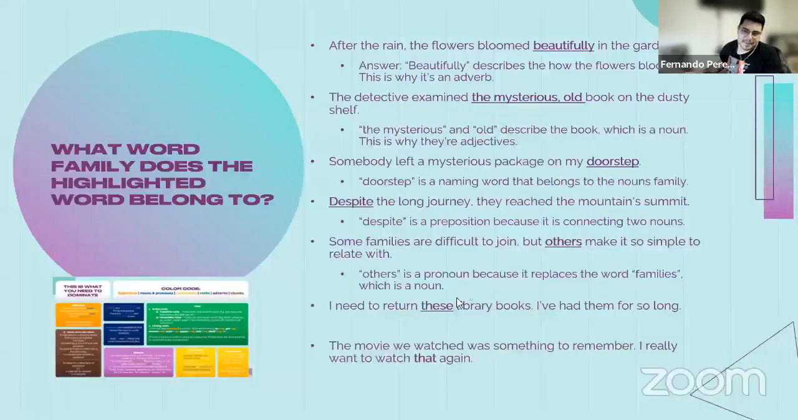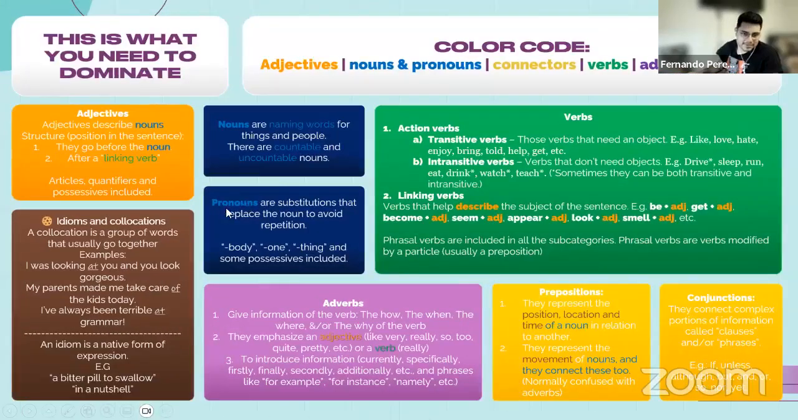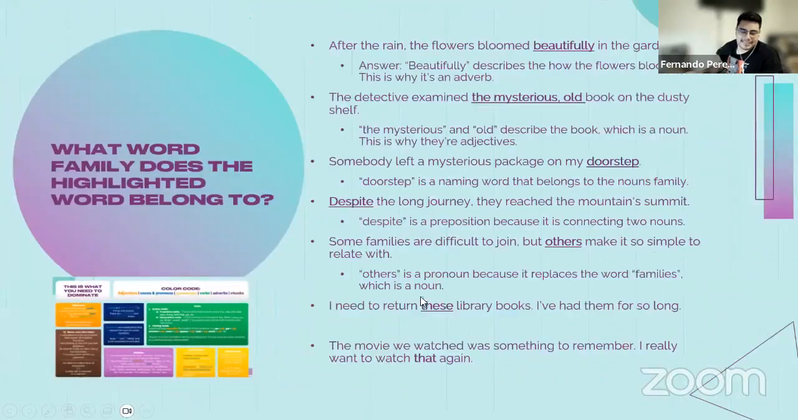Let me make it simple. It cannot be a pronoun because the main application of a pronoun is that it is a substitution, and technically this is not replacing anything. But we are doing something with the library books. There is a relation between the word these and the library books. So in order to find what family corresponds to these, you need to find first what family library books belongs to.